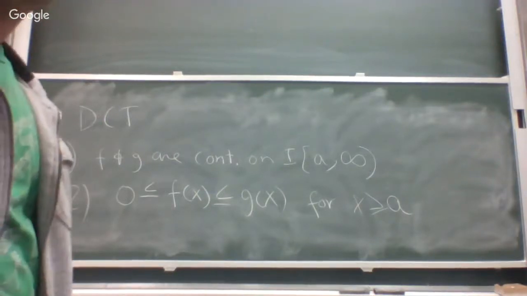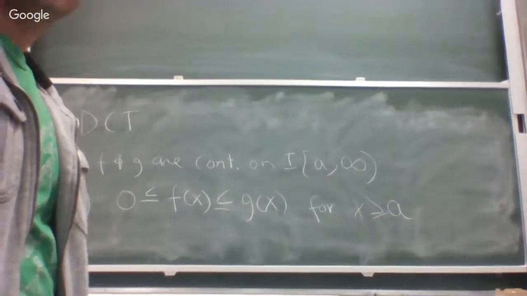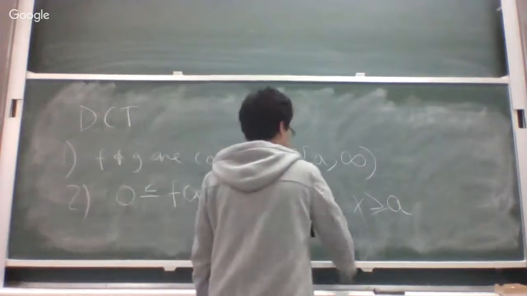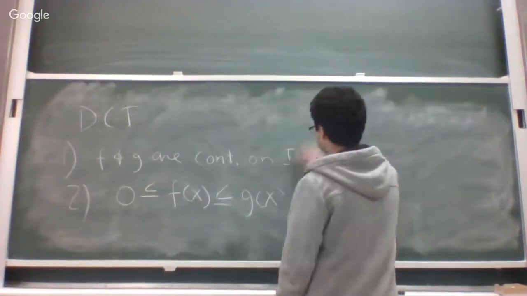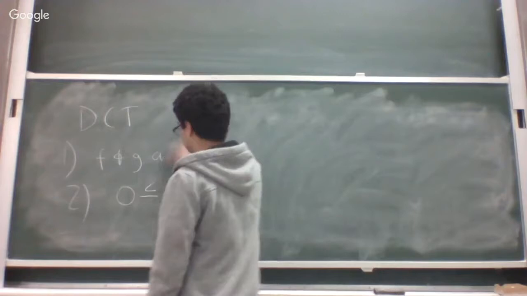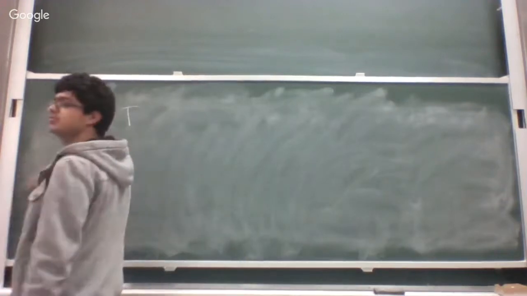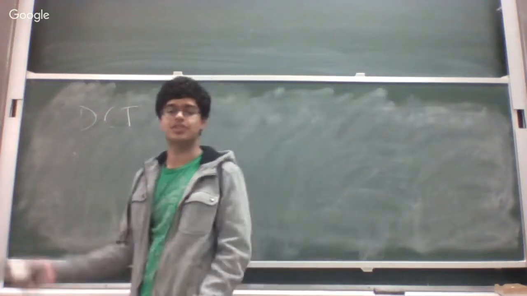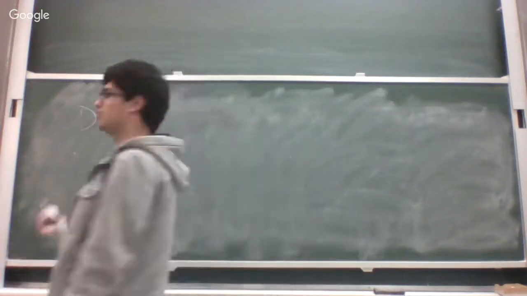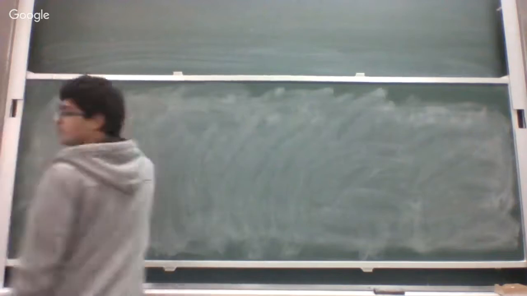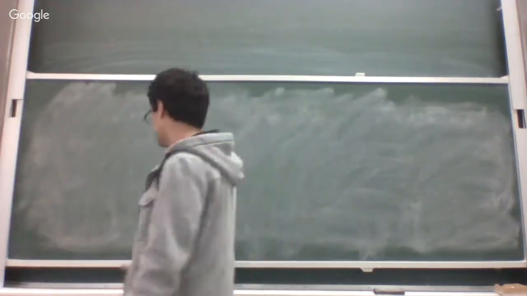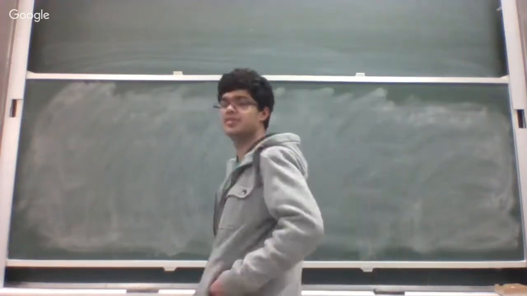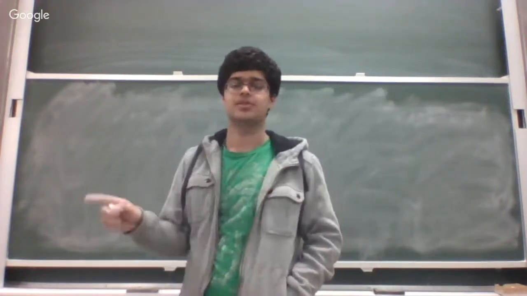But we'll just move on. So you do the integrals for both functions. Just have this in your notes. Zero has to be less than or equal to f of x, which has to be less than or equal to g of x, for x greater than or equal to a.